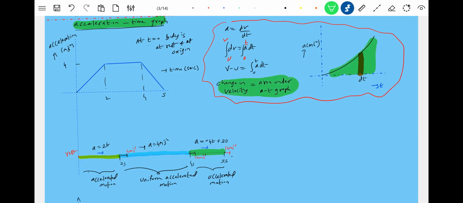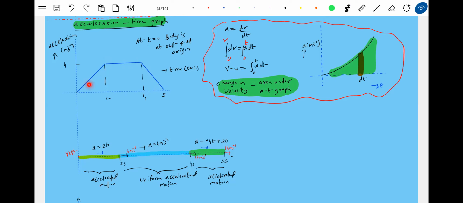I have brought a problem now. Let's work out this numerical. The acceleration versus time graph of a body, which is at rest at t equals 0, is as shown. Look at the acceleration. It increases from 0 to 2 seconds. Then acceleration is constant. Then acceleration decreases. Very fundamental, very simple, and at the same time very important.